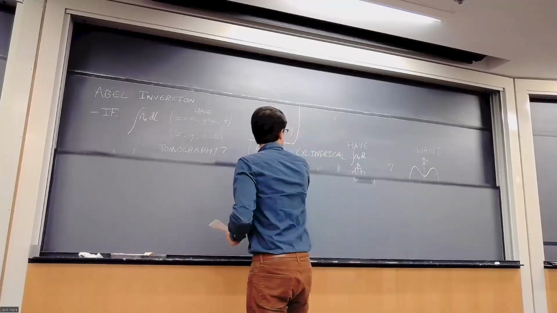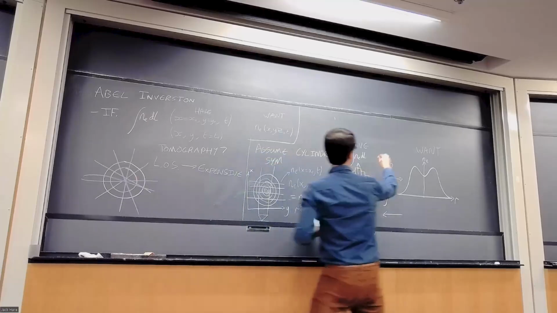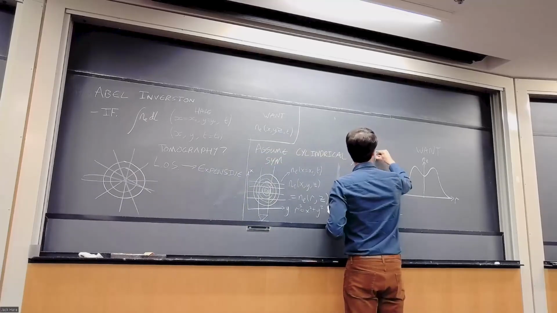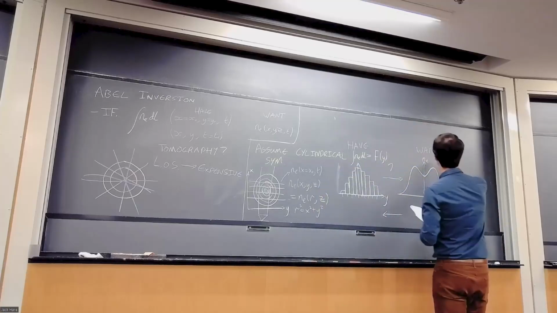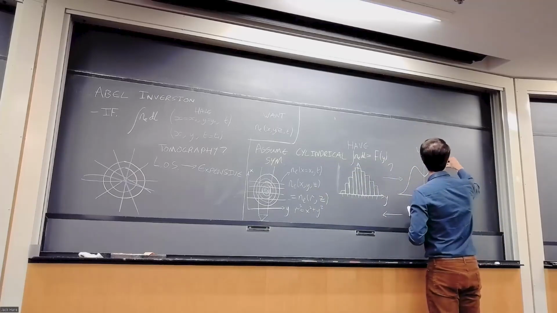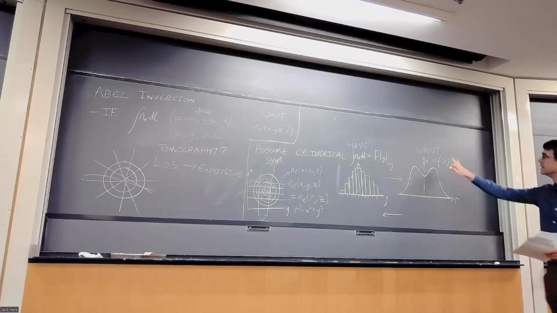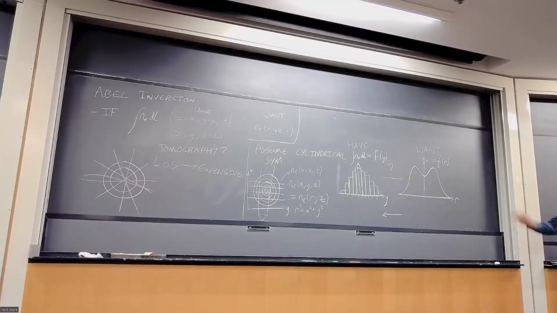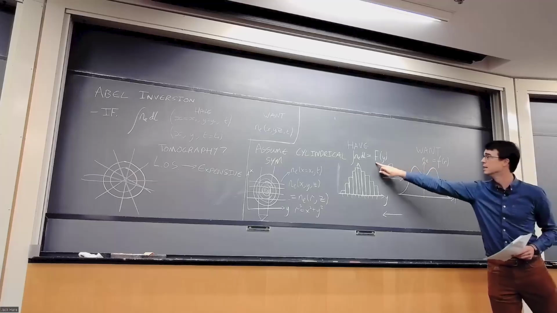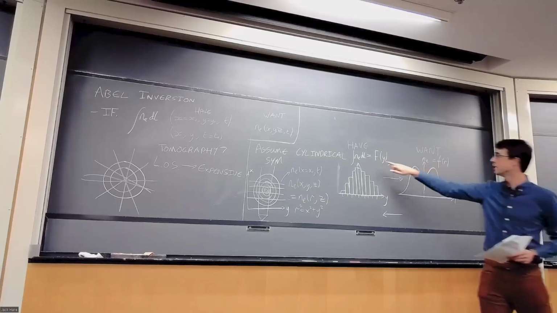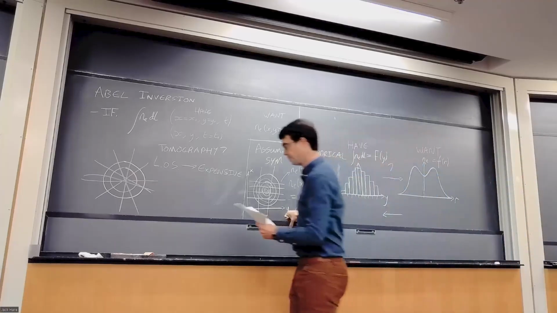So this is what we measure, and I'm going to call this some function capital F of y, and I'm going to call this some function lowercase f of r. The reason is that it doesn't actually matter whether this is density or brightness or whatever else. The mathematics is all the same. So I'm just going to refer to them as these two different functions, and we're trying to convert one to the other.